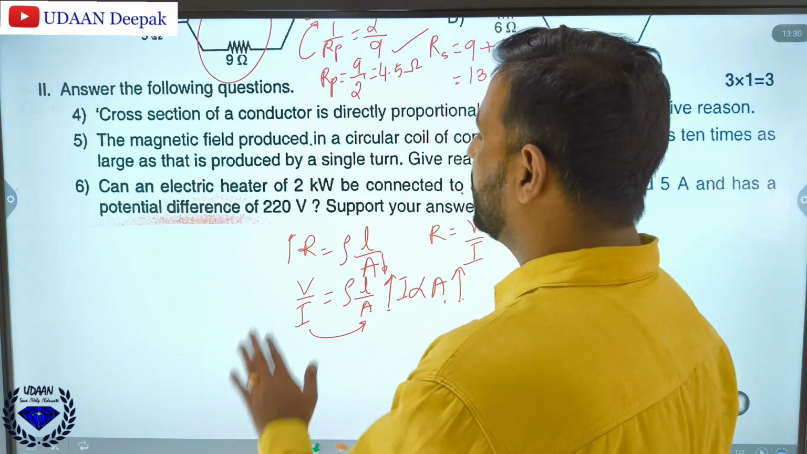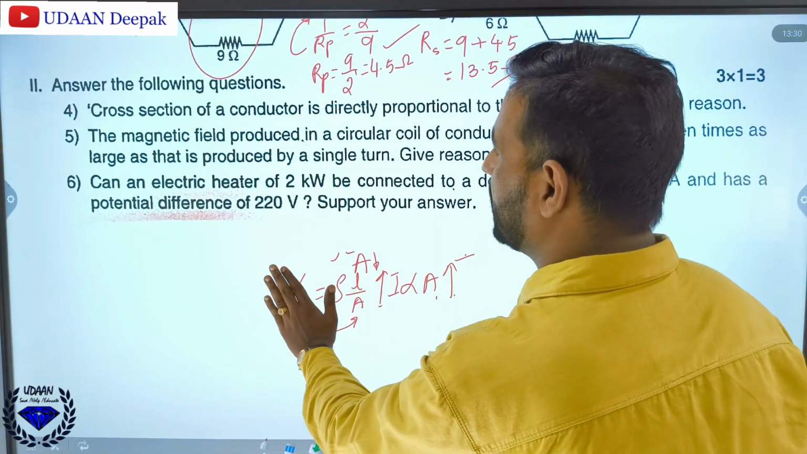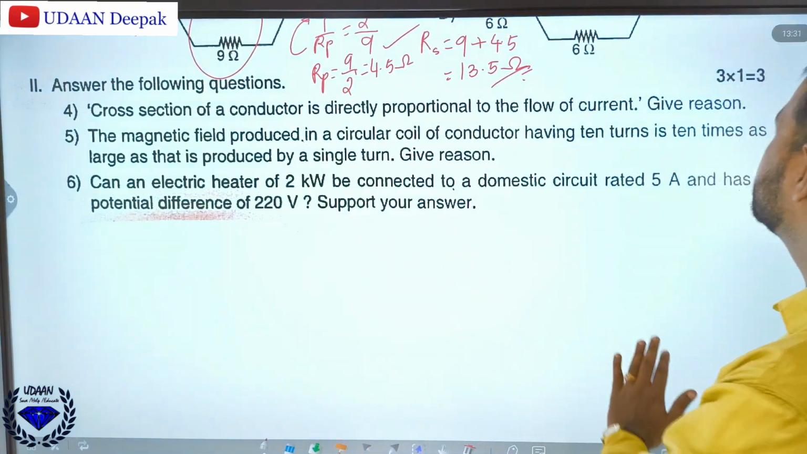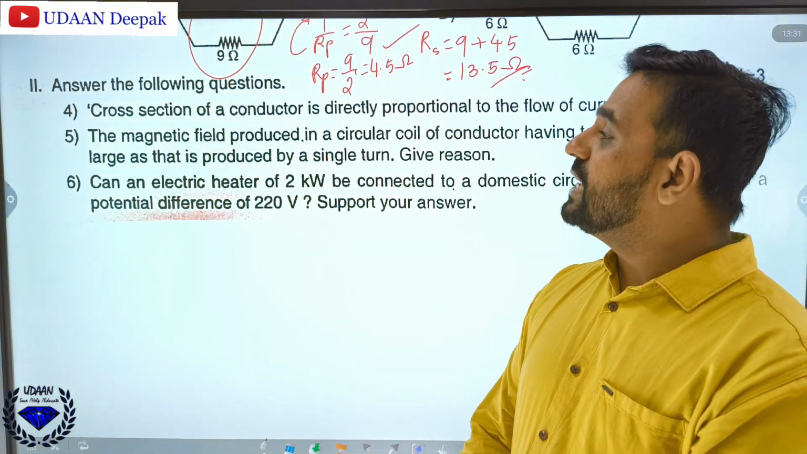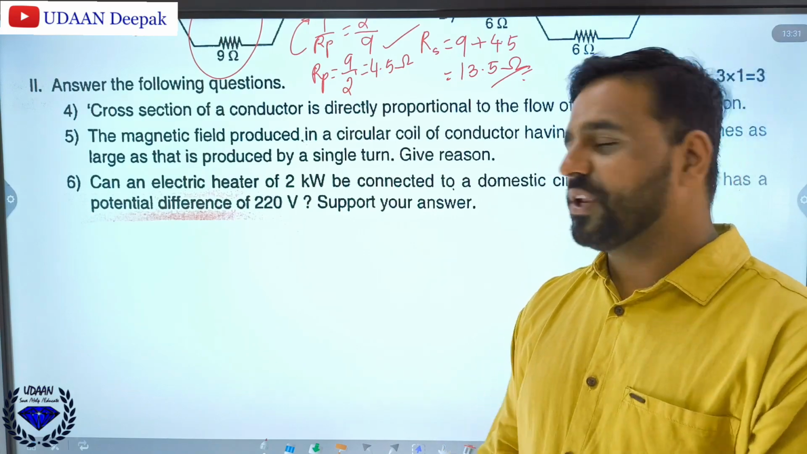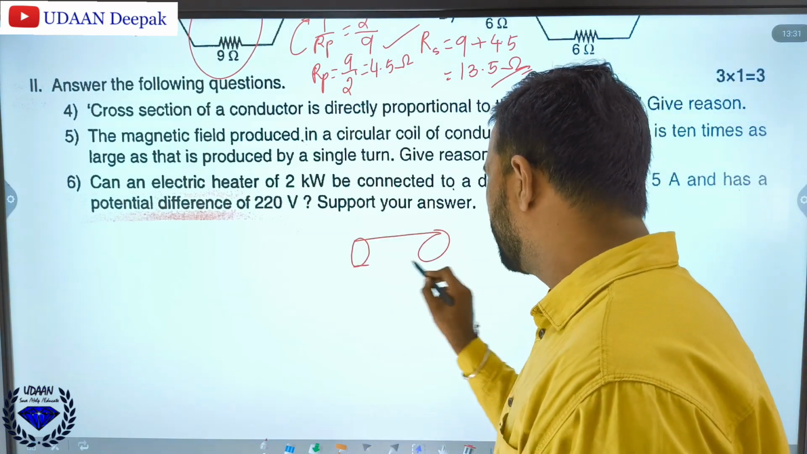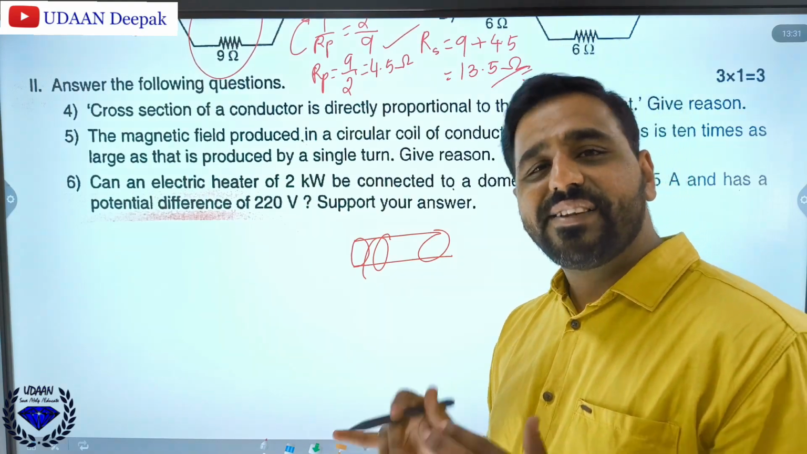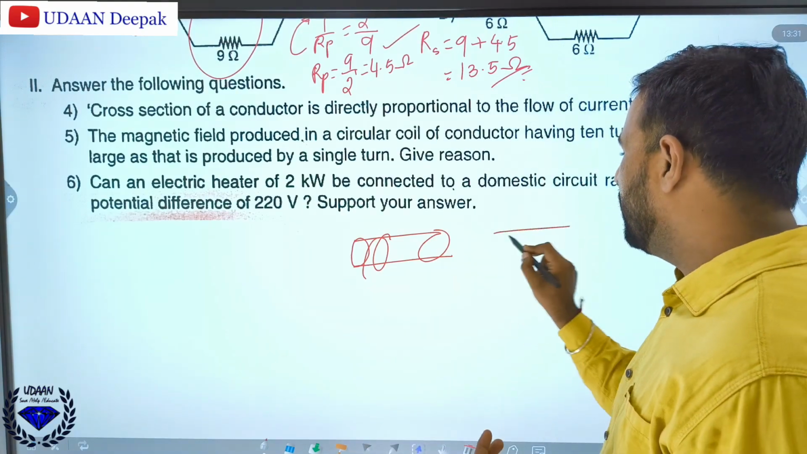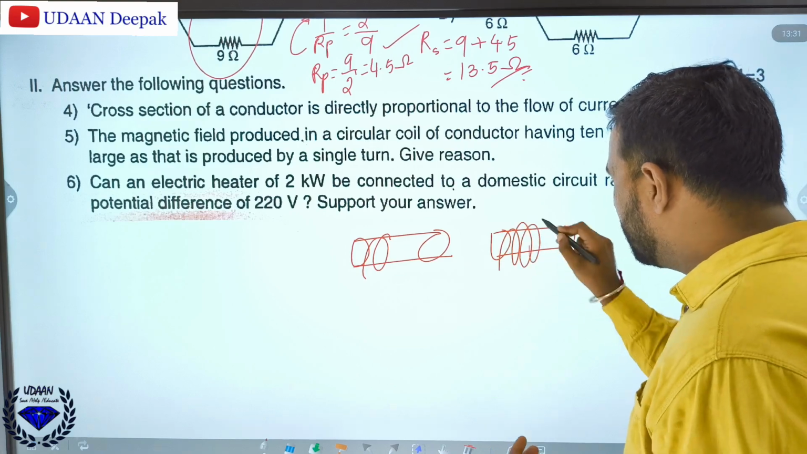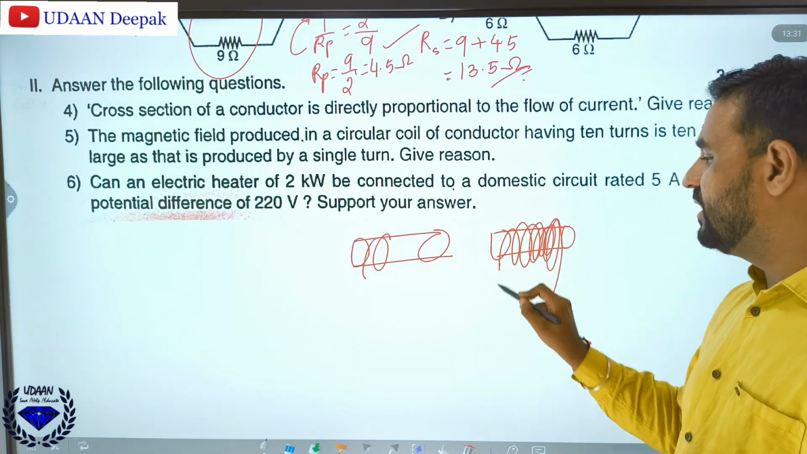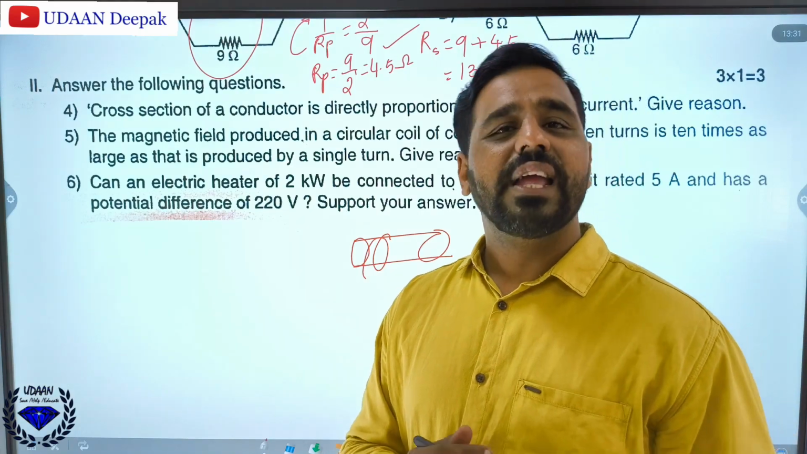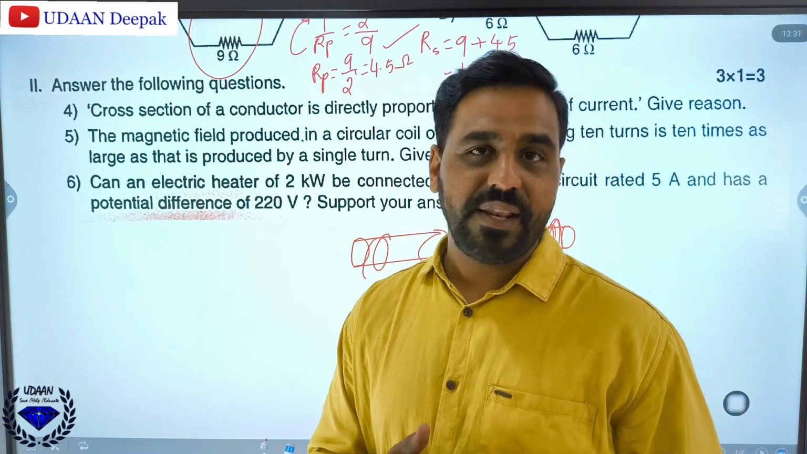Then, the magnetic field produced in the circuit coil of a conductor having 10 turns is 10 times as large as that produced by a single turn. You know, see, if this is a coil and it has only one turn, it will produce less current. If less the current, less the magnetic field. Similarly, the coil has 10 times more than that. Then what will happen here is, if the number of turns increases, then the current will increase. Similarly, it leads to an increase in magnetic field.